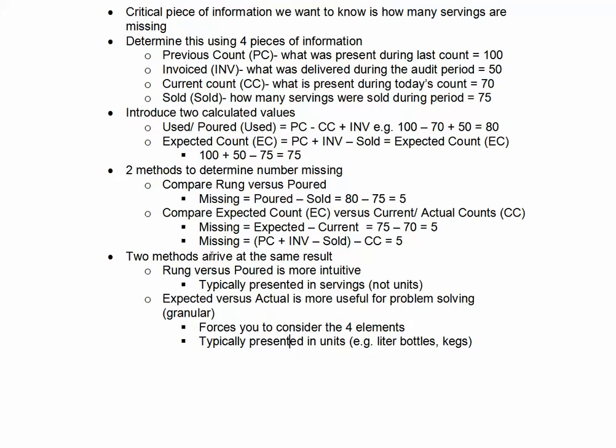And then we talked about it typically being servings when we do rung versus poured. When we're comparing expected versus actual counts, typically we're going to be dealing in units, because of course we count in full units. So in the case of keg beer, we might be saying, hey, we're expecting to find 4.3 kegs of Coors Light, but actually we found 4 kegs, meaning we're missing 0.3 of a keg. Of course, we could tie that missing 0.3 of a keg back to servings, but ultimately it's the same information presented in different units and calculated the same way.